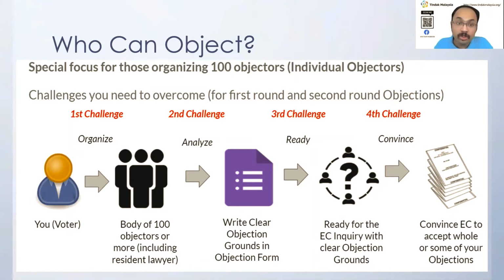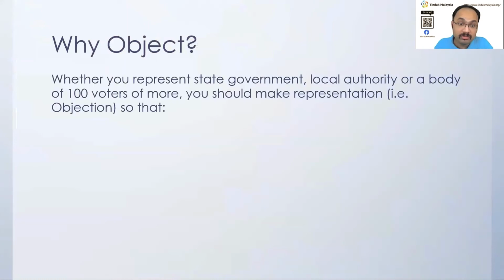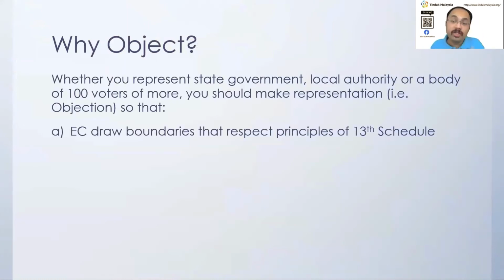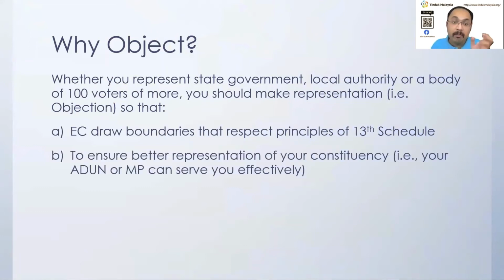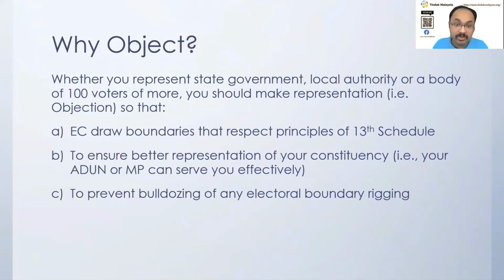So why should you object? Because we want to ensure that the boundaries drawn by the Election Commission respect the principles of the 13th Schedule. To ensure better representation of your constituency so that your ADUN and MP can serve you effectively. To prevent bulldozing and any electoral boundary rigging, we want to show the EC that we are concerned by the proposal and hence we are making this representation.